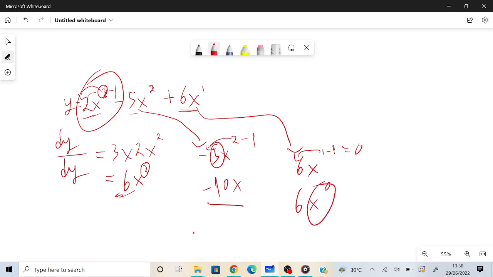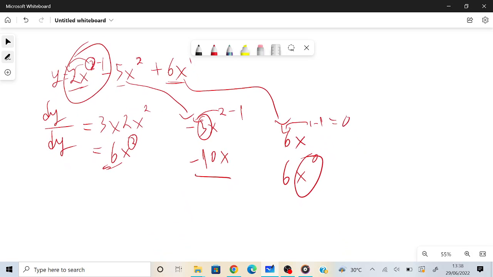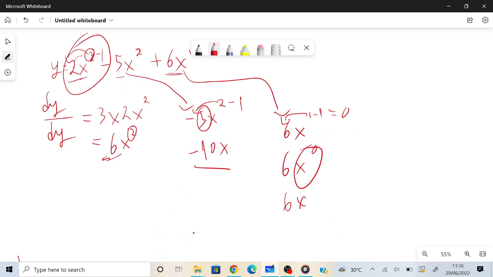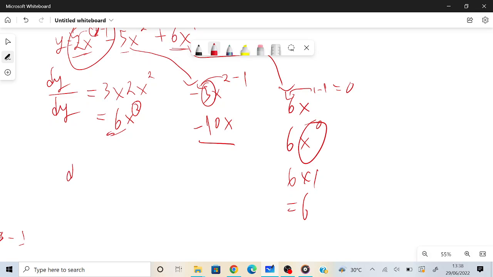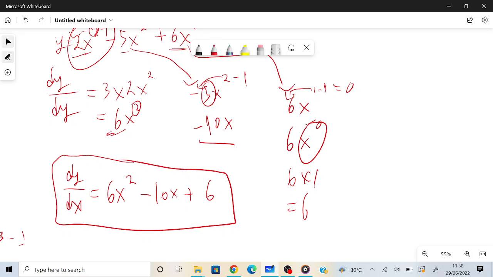We know anything to the power of 0 is simply 1, so we basically have 6 times 1 again, and this is also 6. So bringing them all together, we know that our dy/dx is 6x squared minus 10x plus 6. And that is the final answer for that question.